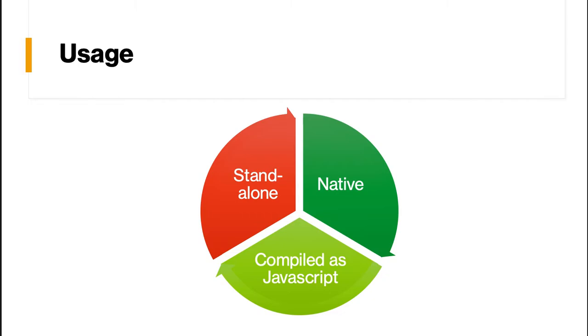Compile as JavaScript. Dart relies on a source-to-source compiler to JavaScript to run in web browsers. It is precompiled into JavaScript using the Dart2JS compiler, so it's compatible with all major browsers.